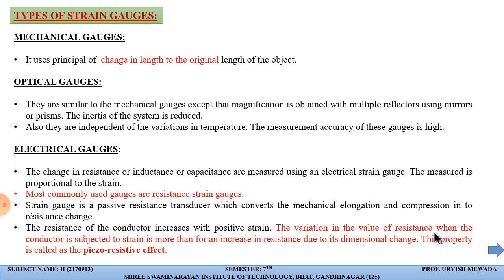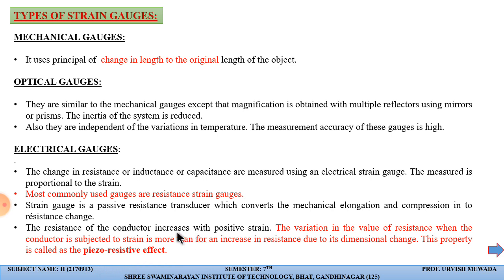But for this kind of principle we use very sensitive material, and this sensitive material will sense the micrometer change, and so it will show the deflection according to the change in the dimension. Generally, the variation in the value of the resistance when the conductor is subjected to strain is more than the increase in resistance due to its dimensional change. This property is called the piezoresistive effect. Sorry, piezoresistive effect. So change in the dimension, change in the resistance.